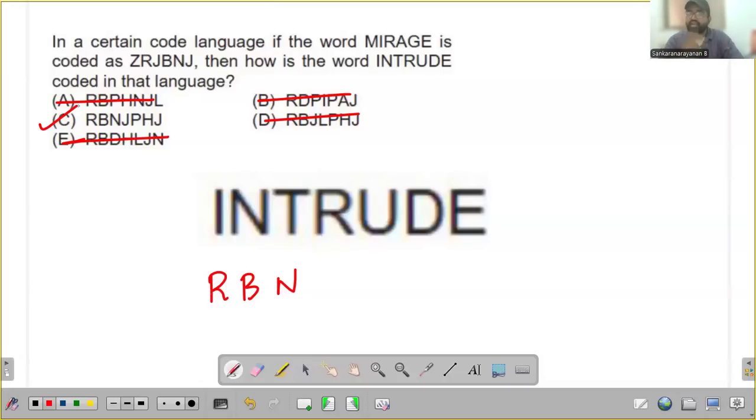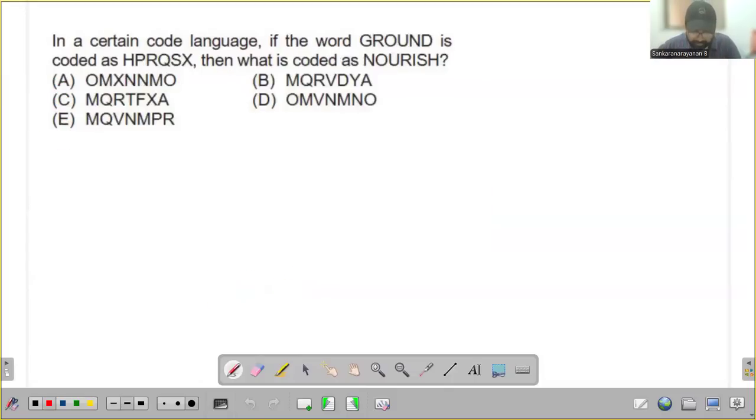Just with the help of some 2 or 3 letters, without even checking for the rest of the letters, I can arrive at my answer, provided I am using the option elimination strategy as well. Okay, so continue to learn it in that way. Let us now consider the 14th question for the day.